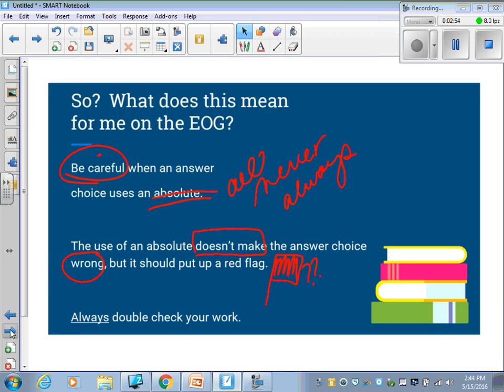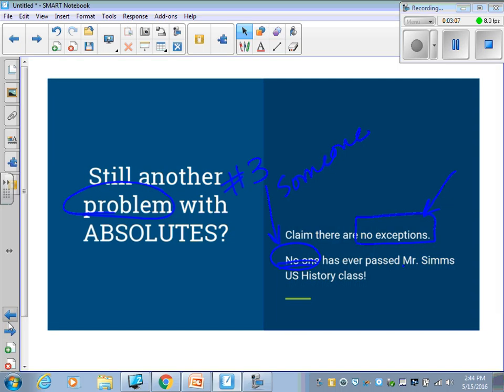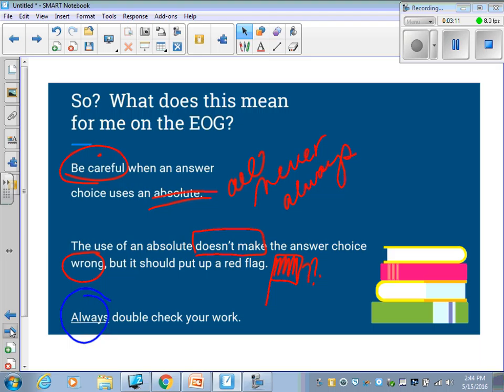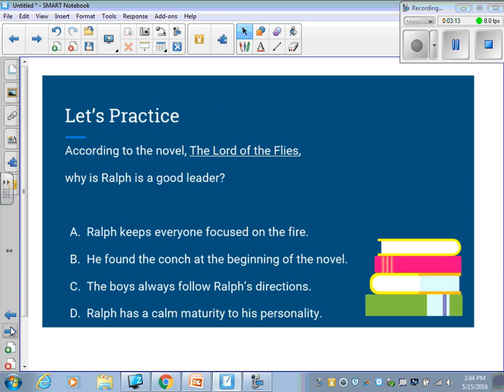Here's an example of an absolute that you want to pay attention to. Always double check your work. That is an example of an absolute that I'd like to see happen all the time. And sorry about my text message. Sorry, there's that problem with the credibility. There's our EOG. And here's a practice.